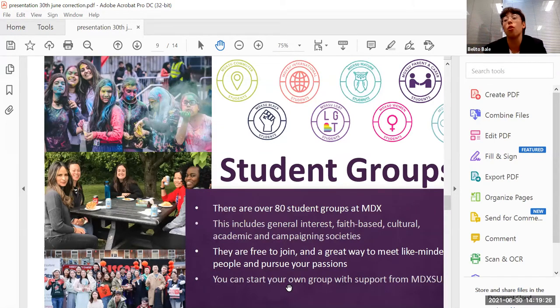For example, we have a new rock and roll society, and they talk about music together. They used to go to gigs and concerts before the pandemic, and they're quite a popular society now. So it really is anything you want it to be.